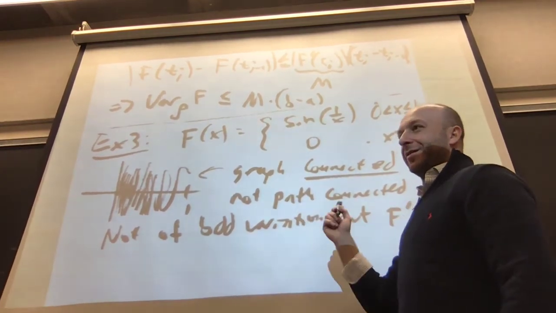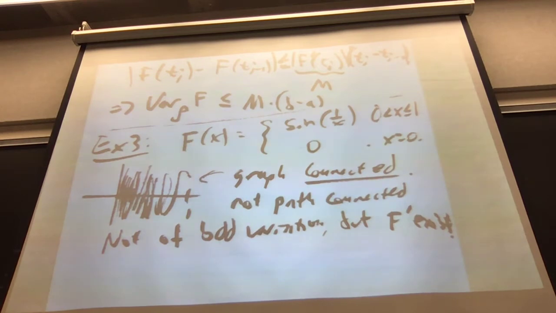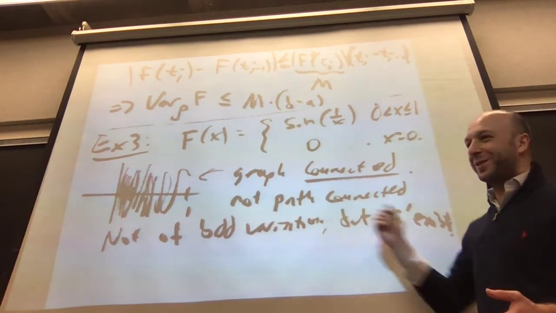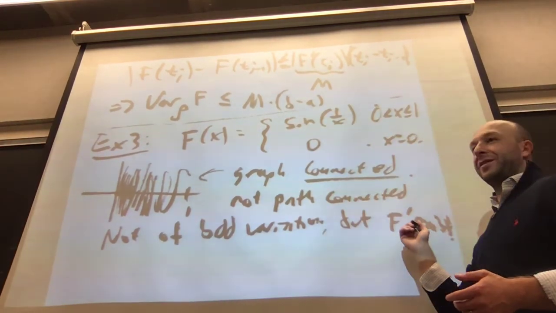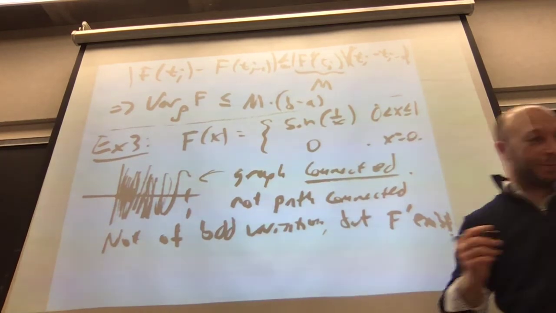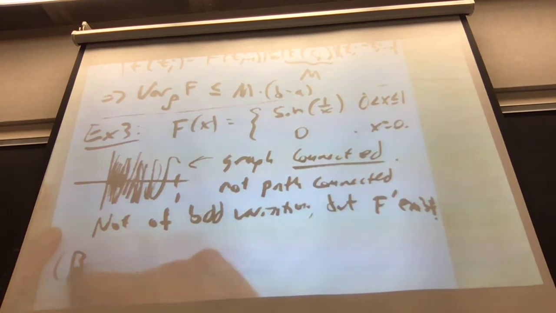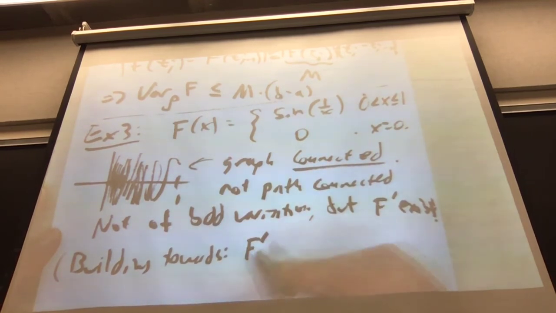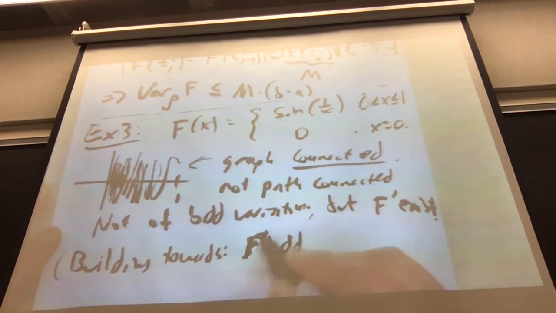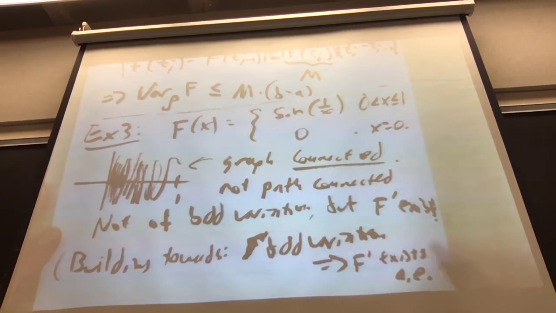The converse is what is our big theorem. Is it the converse that is true? This is false: derivative existing almost everywhere does not imply bounded variation. Bounded variation does imply derivative existing almost everywhere. That's what we're building towards: f of bounded variation implies f prime exists almost everywhere.